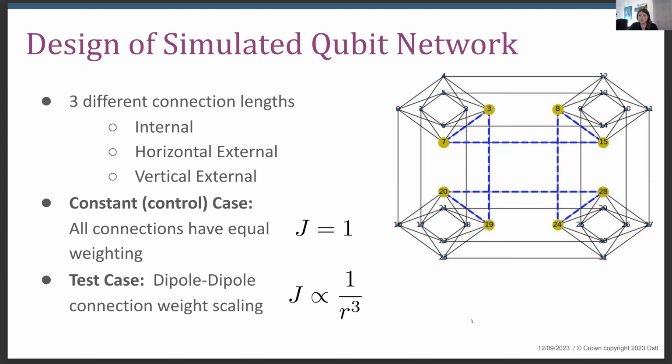And we simulated 2 different dynamic situations. We have a constant control case, where we weight all the connections equally. We don't care about the length of them. They have the same coupling strength of 1. And then our test case simulates dipole-dipole scaling. So this being a spin network, it's natural to consider interactions that may occur between spins. And dipole-dipole coupling scales as 1 over r cubed, where r is the distance between the spins.